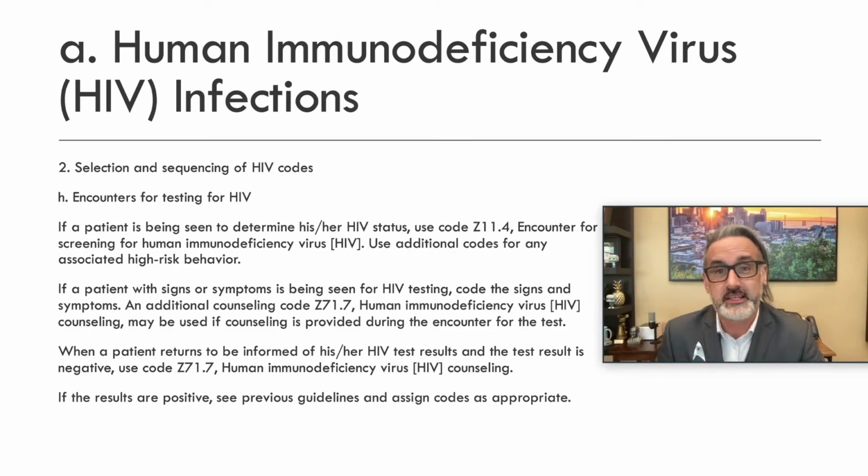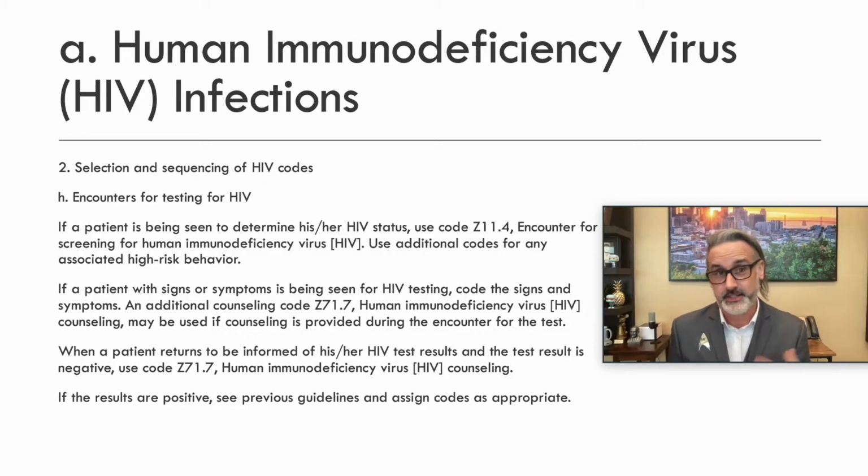If the results are positive, see the previous guidelines and assign codes as appropriate. So translation: because we always have to have diagnosis codes on a claim form, if the patient is going to the doctor's office to get an HIV test, for the encounter for the testing itself, we would add the Z11.4 code to that encounter as far as the coders.